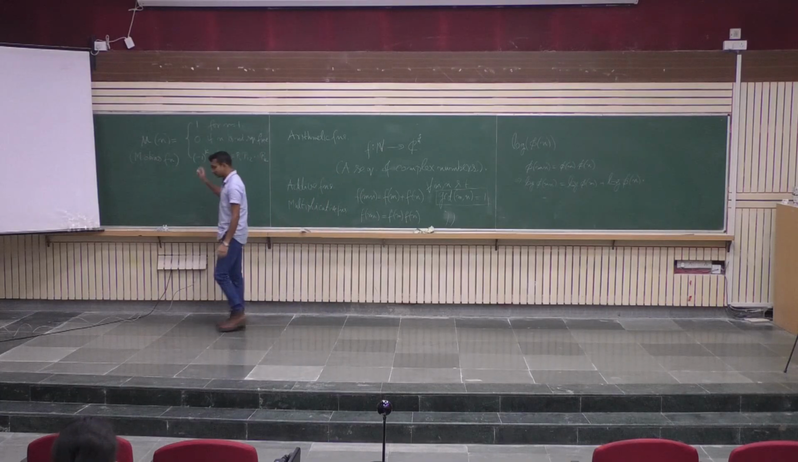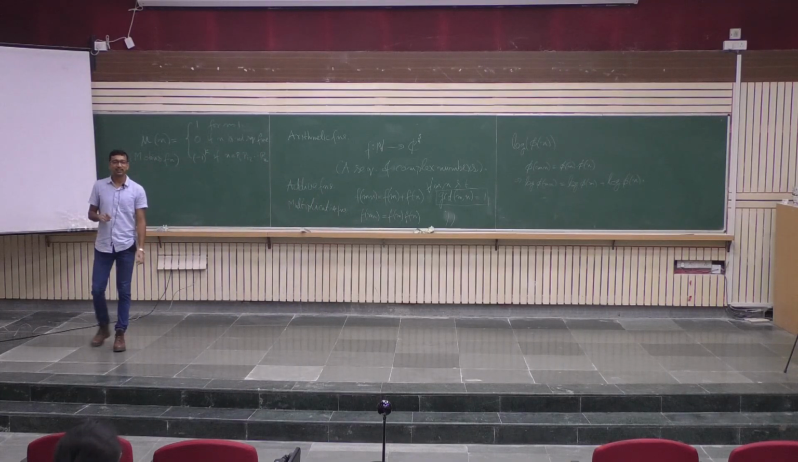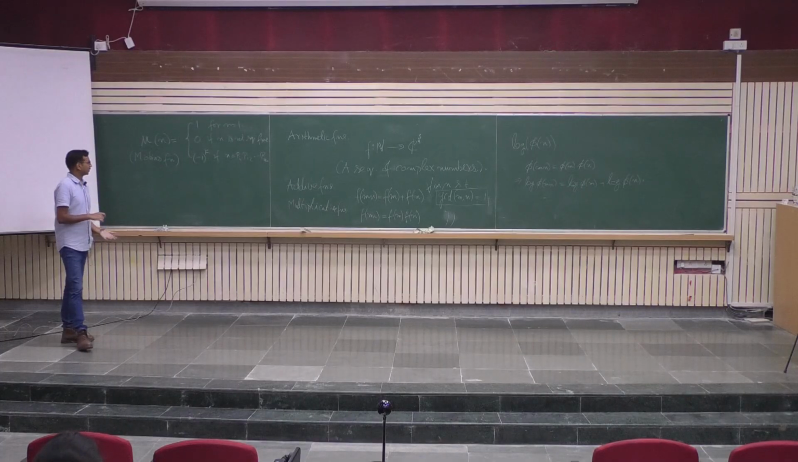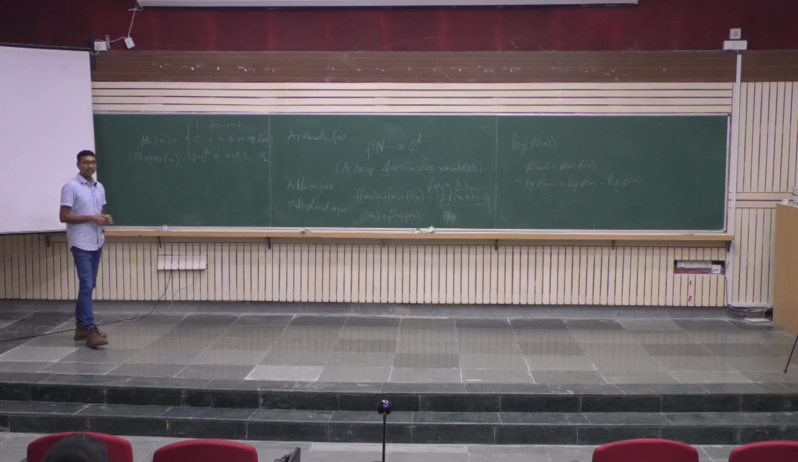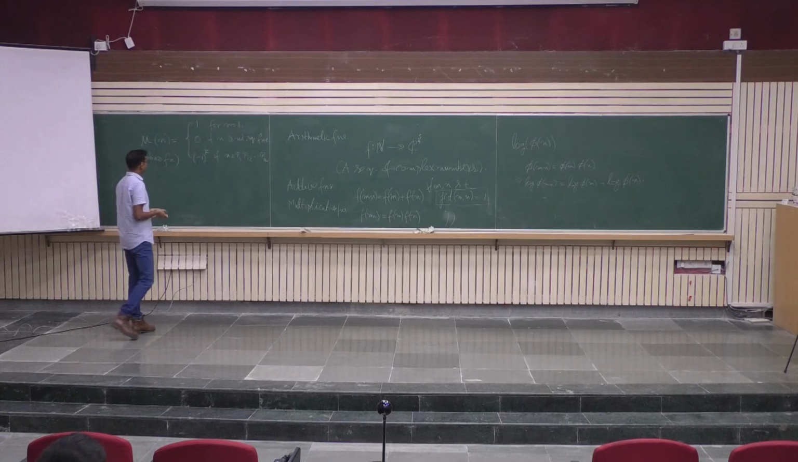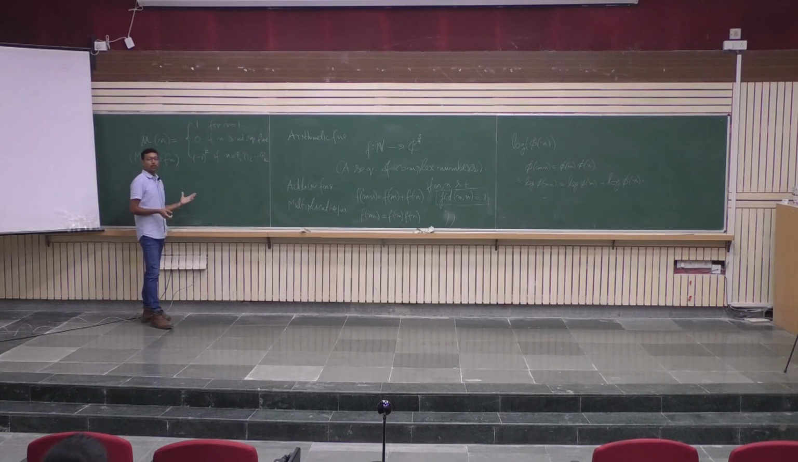So can you tell me which kind of function mu n is? Multiplicative, additive, completely multiplicative, which kind? It's a multiplicative function. And why not completely multiplicative?